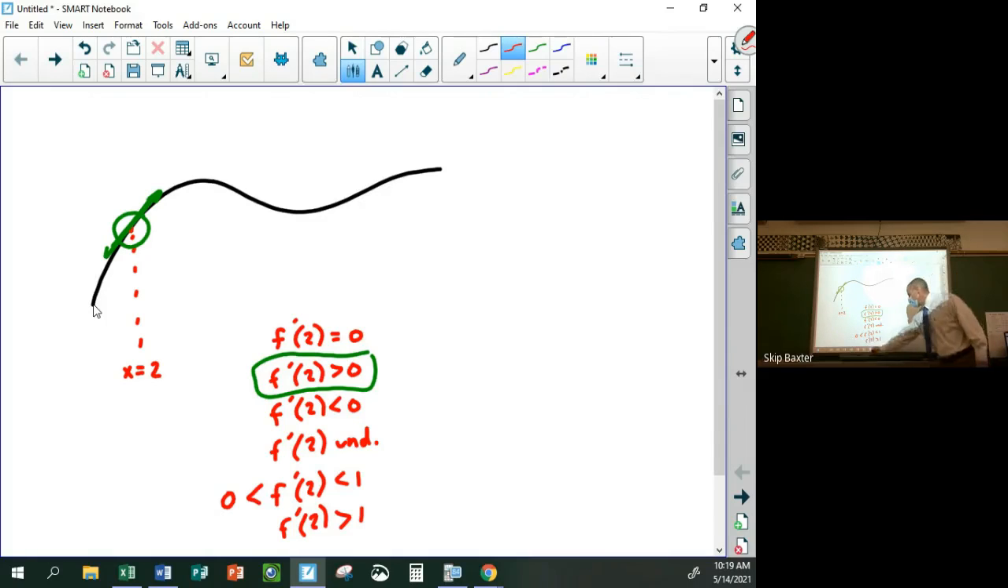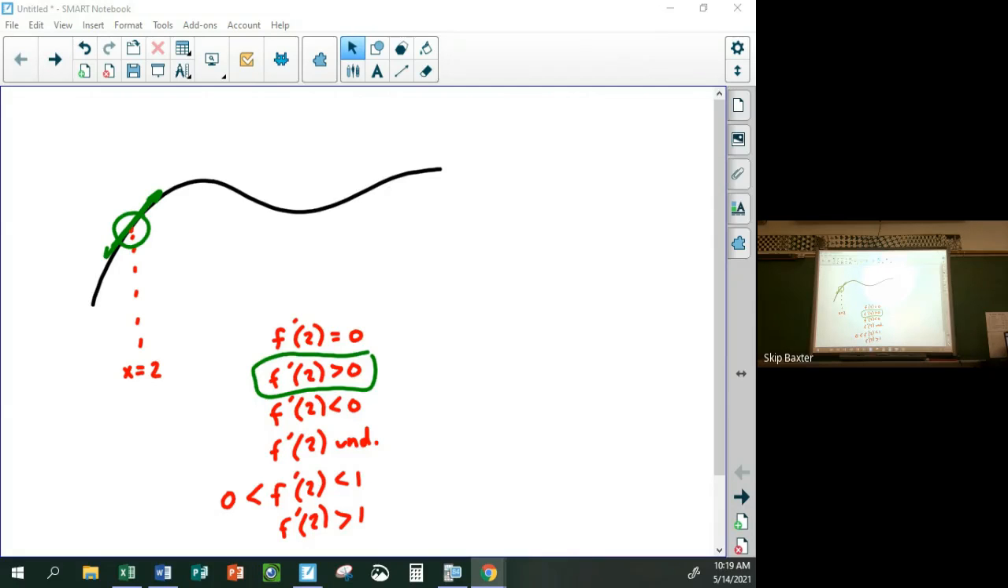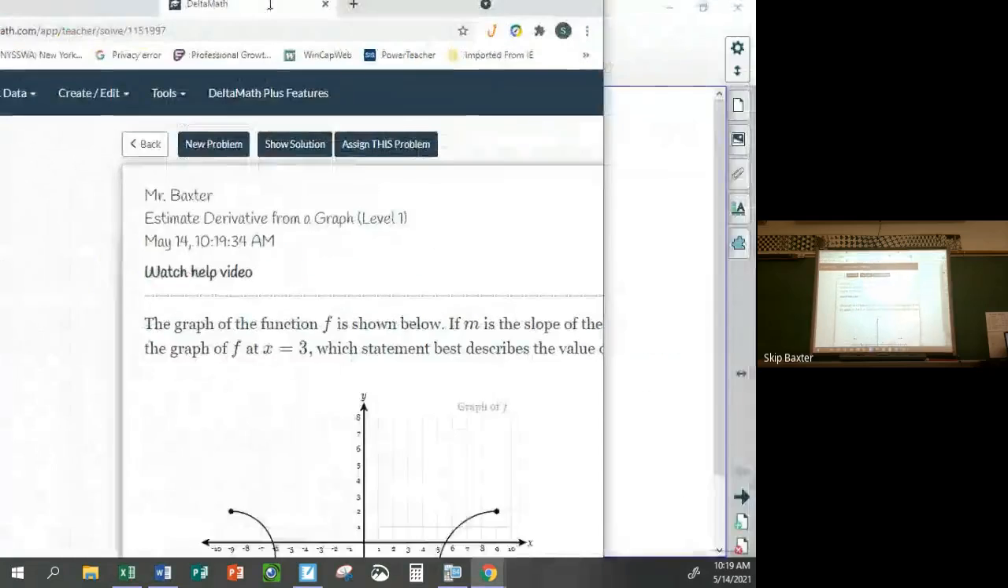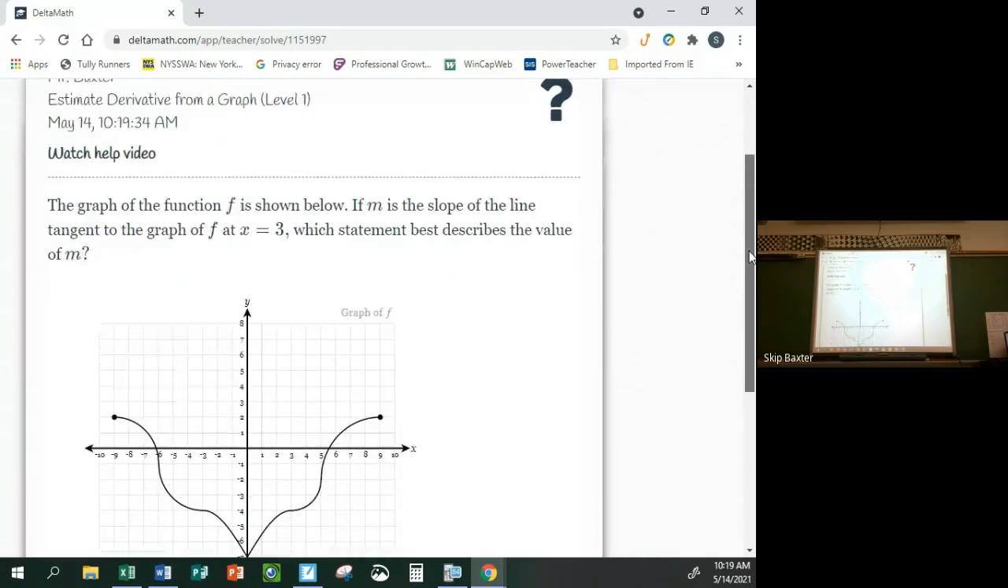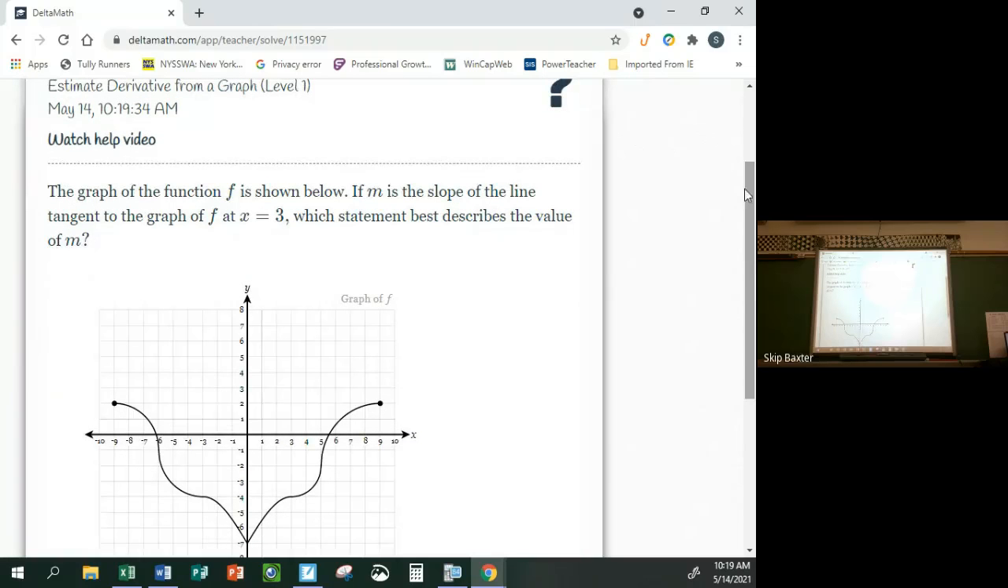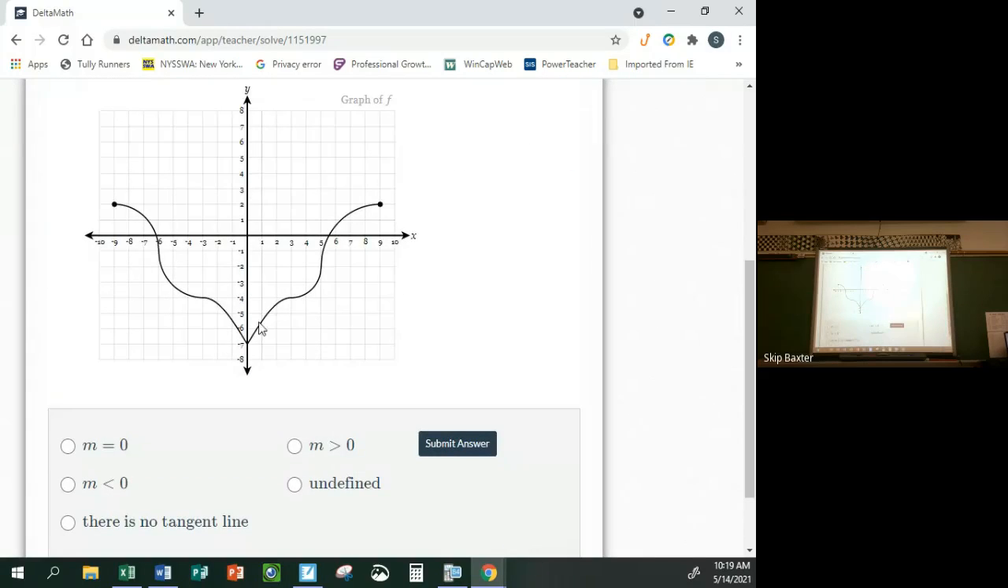But that's basically it. So if I look at this assignment, here's a typical problem. They give you a random squiggle graph like this, and in this case they're asking, which of the following best describes the derivative at 3? So at 3, it looks to me like that's a horizontal tangent line spot. It flattens out for a second, so you'd say m is 0. That's all there is to it.